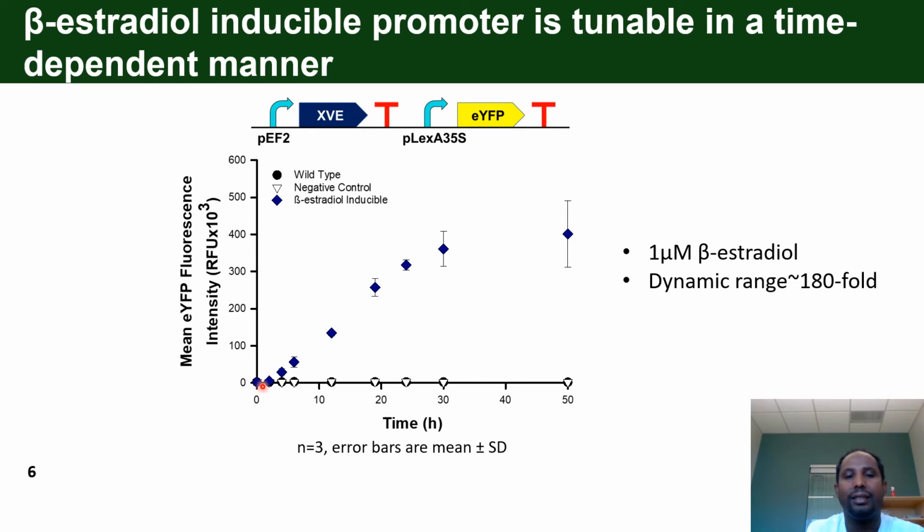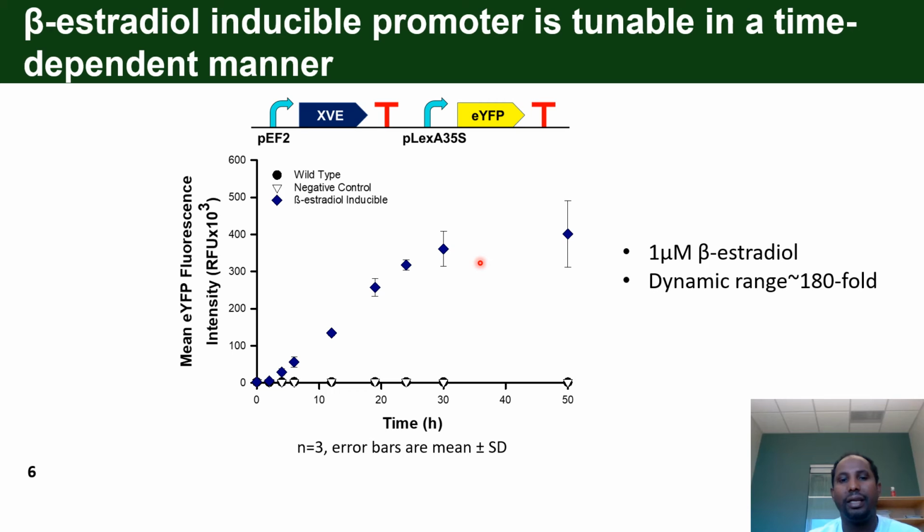As you can see, strains expressing our inducible expression system showed a gradual increase in fluorescent intensity over time and attained a steady state level of expression within a 24-hour period, and they maintained that level of expression throughout the experimental period. This shows that our inducible system is tunable in a time-dependent manner.